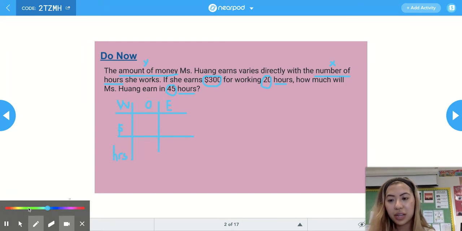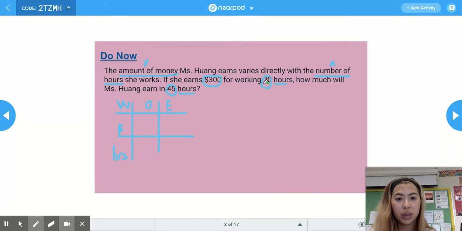And then I'm going to fill in my O column, which is just going to be the original numbers given. So I have $300 for 20 hours. And then I have to fill in my E column for equivalent. And that's going to be the 45 hours going on the bottom. And since I'm trying to find the amount of money I made, x is going to go on top.